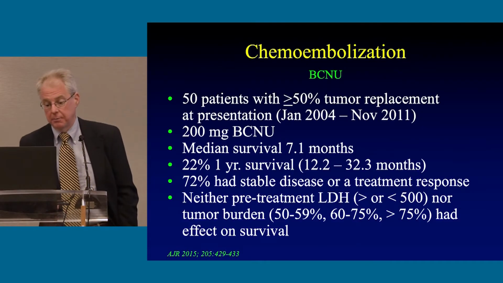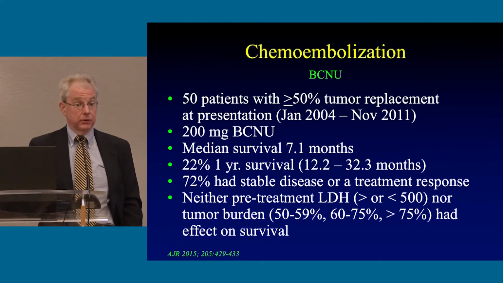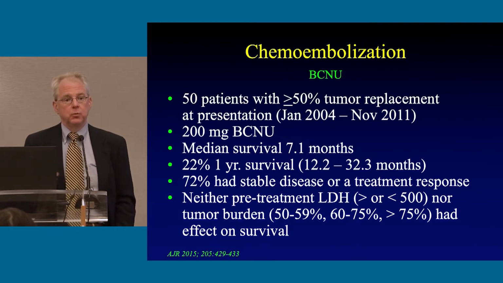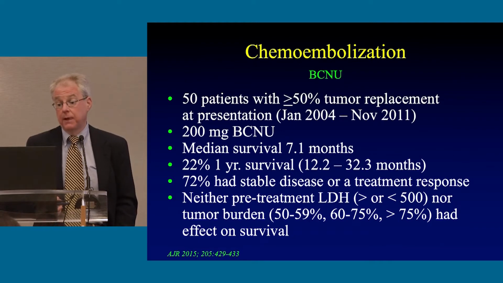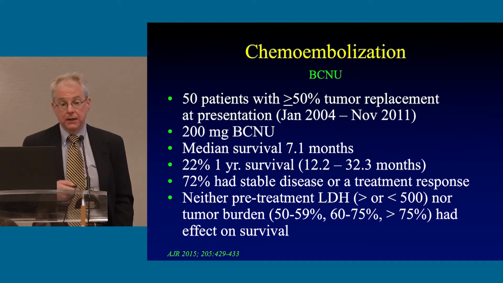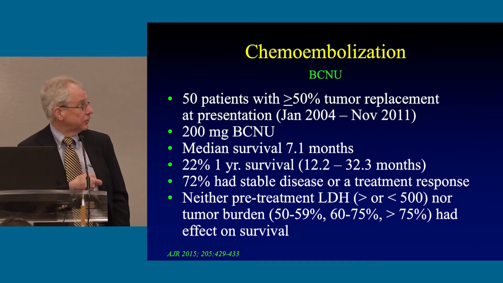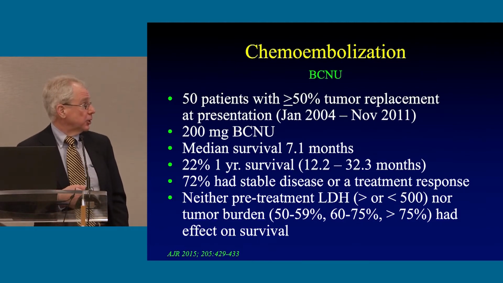Again, Karin looked at our patients who presented with at least half their liver replaced by tumor. This was from 2004 to 2011. Thankfully, we don't see this much anymore due to much more use of screening. But it was more common in the prior decade, and even patients showing up with that much tumor, we were still able to show a median survival of 7 months, or more importantly, almost a quarter of the patients living at least a year.